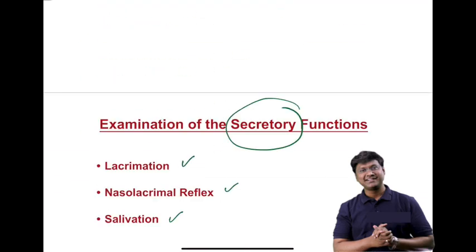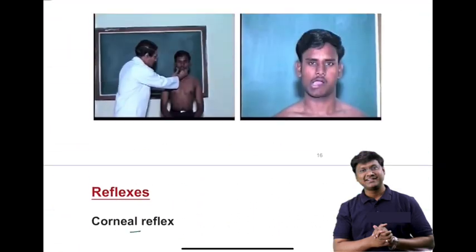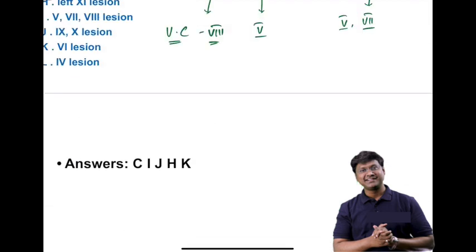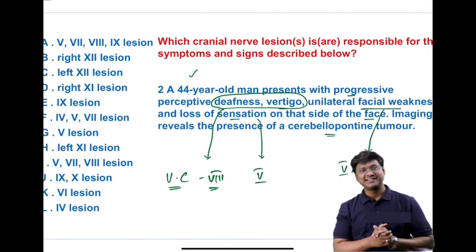So in the clinical scenario which has been given to you, there is deafness and as well as vertigo. So your eighth nerve is gone. Sensations over the face are being lost. So fifth nerve is gone. And there is facial weakness. So your fifth and as well as the seventh nerve is gone. So what is the answer to the second clinical scenario? The answer is fifth, seventh, eighth nerve lesion.